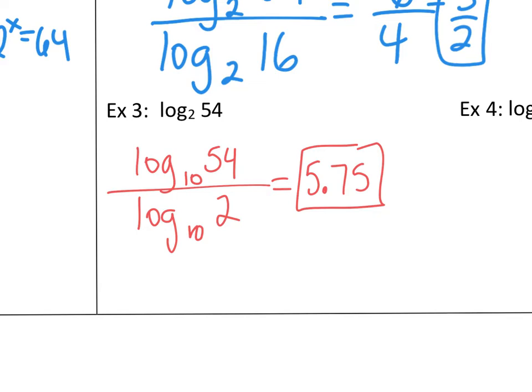Okay, so again, don't ever type the base in, right? If you're using a calculator, the base is automatically 10, so don't put a 10 in there. It's already there. So just type log 54 divided by log 2, and make sure you close your parentheses when needed, okay?